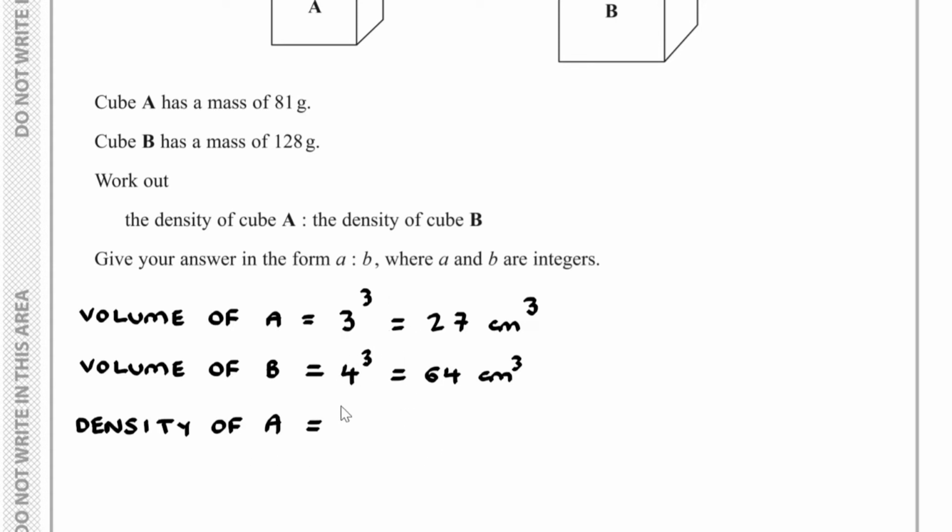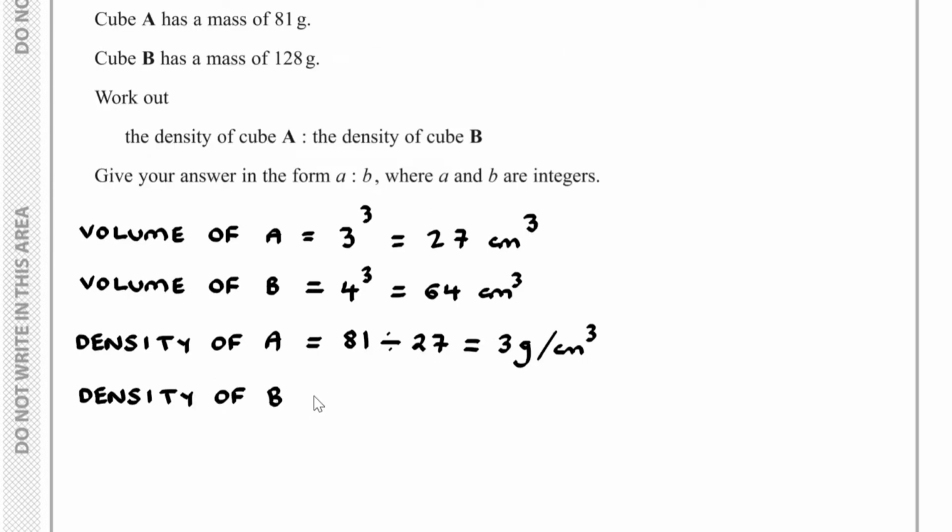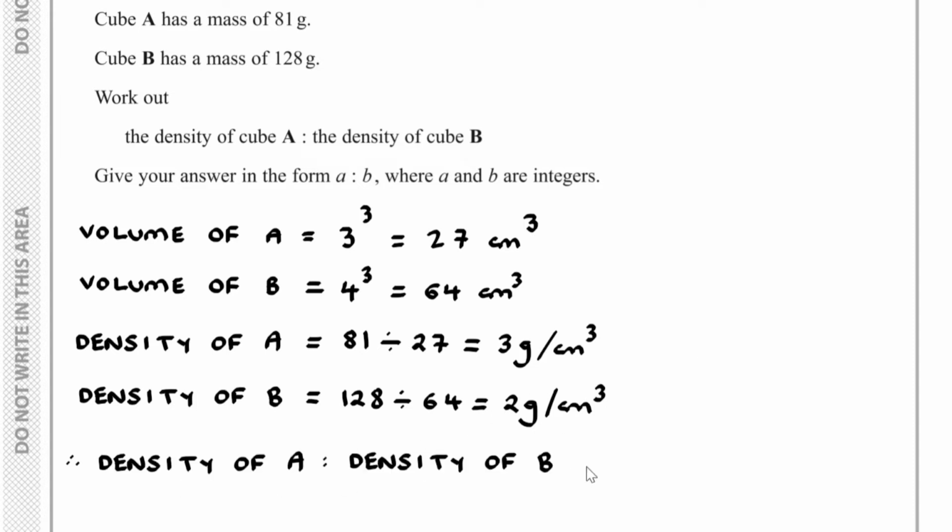The density of A, we've got 81 divided by 27, that will be 3 grams per centimeter cubed. And the density of B, that's equal to 128 divided by 64, so it turns out here we get 2 grams per centimeter cubed. And therefore, the ratio density of A to density of B, that's equal.